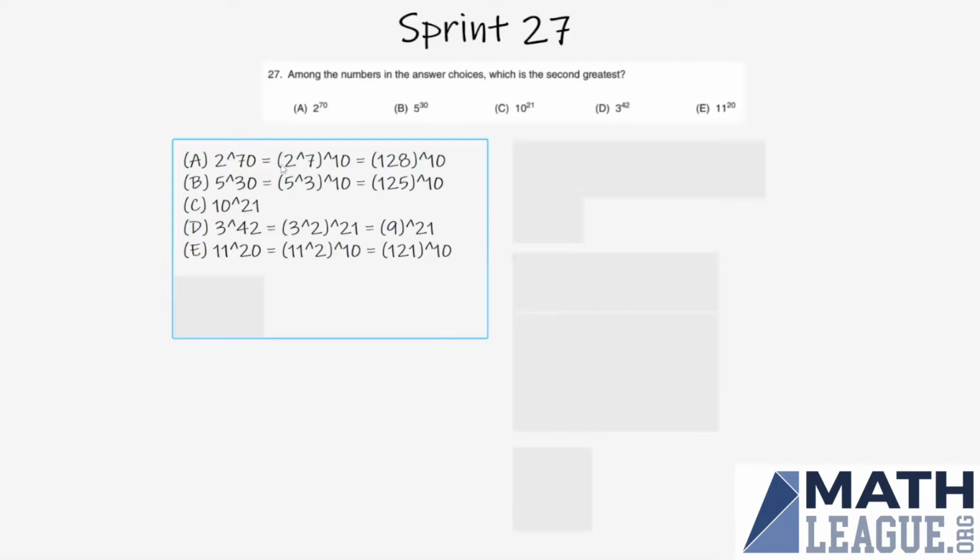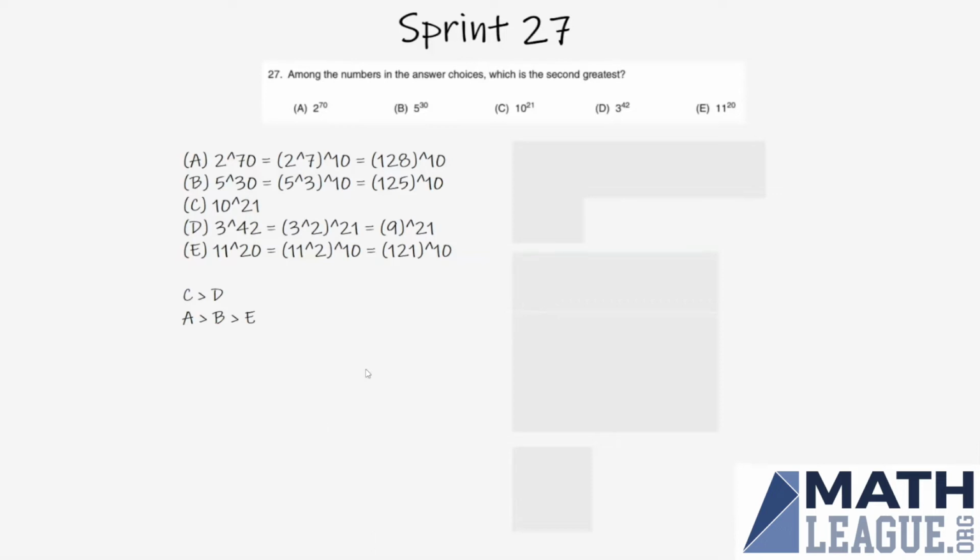Note that it becomes clear that A is greater than B because 128 is greater than 125, and B is greater than E because 125 is greater than 121. And then C is also greater than D because 10 is greater than 9, and these are raised to the same exponents. Thus, we have C is greater than D, A is greater than B, which is greater than E.